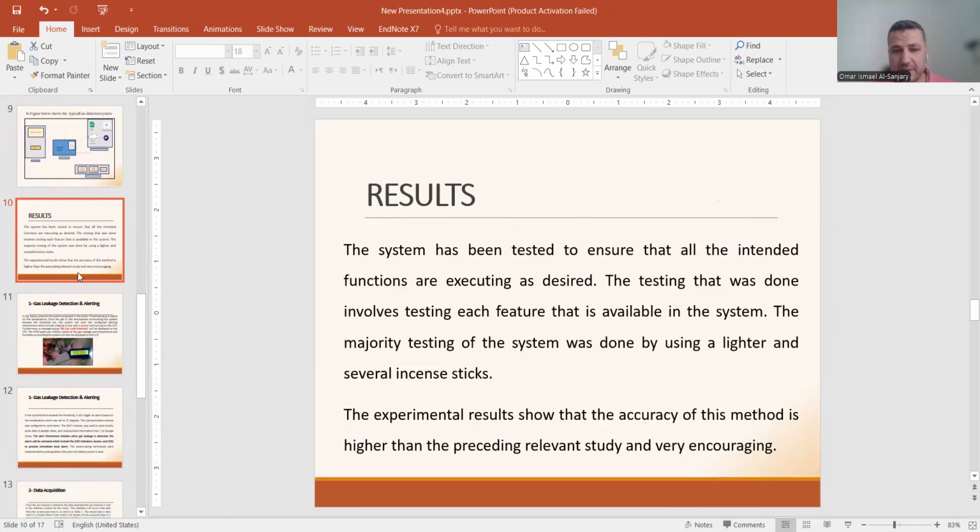As we can see here, the result for our prototype shows that the accuracy of this method is higher than the preceding relevant studies and very encouraging. The testing that was done involved testing each feature available in the system. The majority of testing on the system was done by using a lighter and several instances of gas.